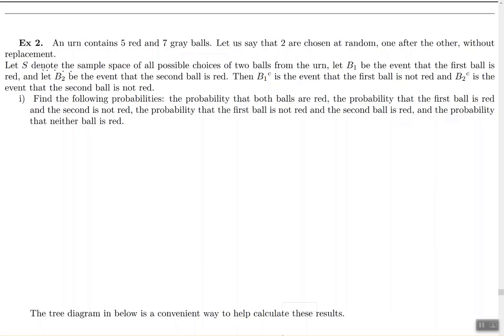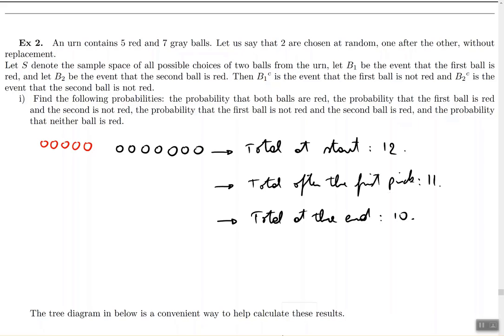But before we do that, they gave us some definitions. They said, let S denote the sample space of all the possible choices of the 2 balls from the urn. In this case, they want us to call B1 the event that the first ball is red, and B2 the event that the second ball is red. So that means that B1 complement means the event that the first ball was not red, so you chose a gray ball, and the B2 complement is the event that the second ball is not red, so that means you picked a gray ball. So this is what we have going on so far.